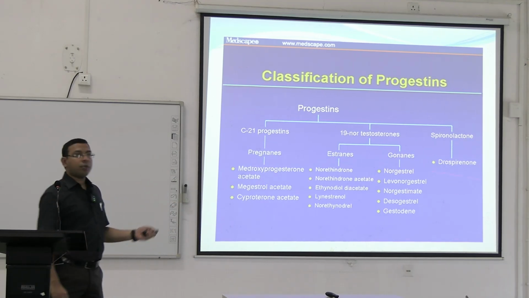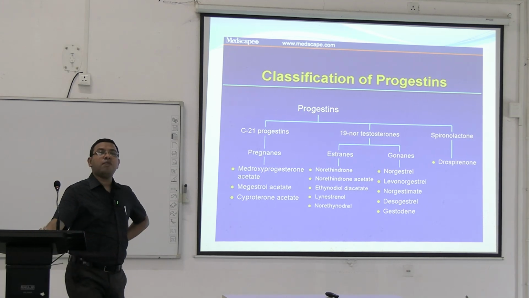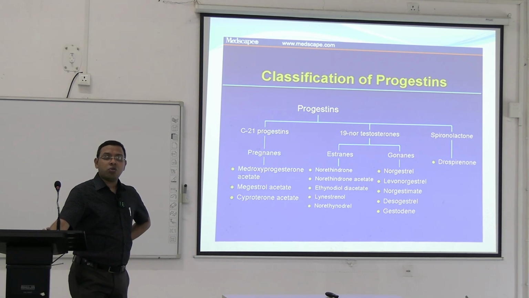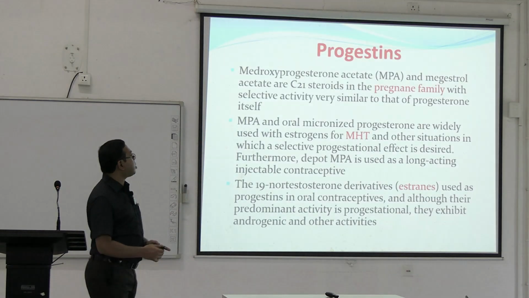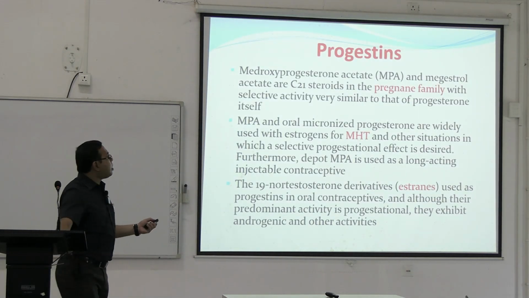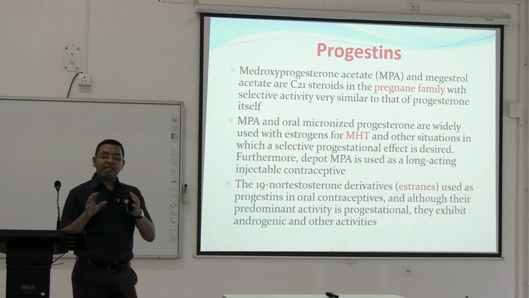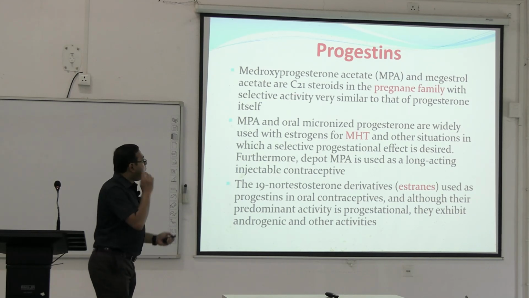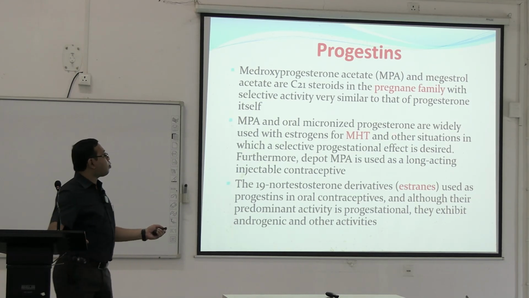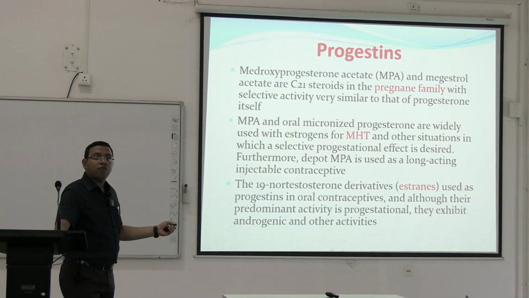So these are the different types of progestins, and they can be used in different combinations with estrogen, most commonly in hormone replacement therapy, and another most common indication is oral contraceptive pills. Okay, we will come to this. Medroxyprogesterone acetate and megestrol acetate are C21 steroids in the pregnane family with selective activity very similar to that of progesterone itself, the natural progestin. Medroxyprogesterone acetate and oral micronized progesterone are widely used with estrogen for hormone replacement therapy or menopausal hormone therapy.